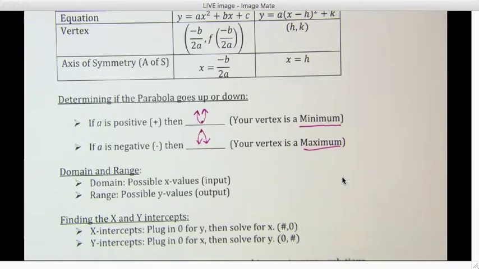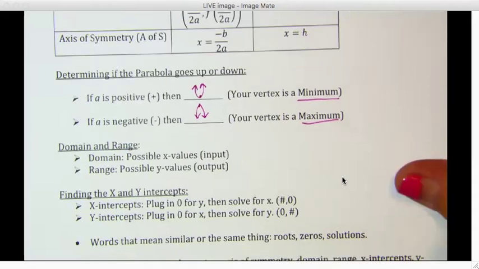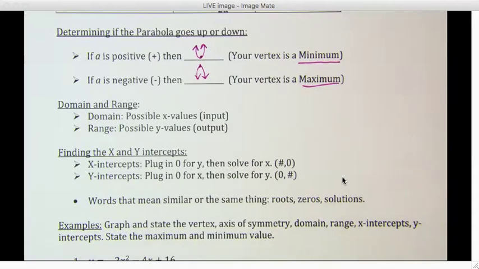For the domain and range, as we've been talking about so far in this class, the domain is all of your possible x values or your input, your independent variable, and the range is all of the possible y values, your dependent variable or your output. For most of the parabolas we will see, and definitely all of them that are in this section, your domain will be all real numbers because it's a polynomial, and polynomials are defined on all real numbers.